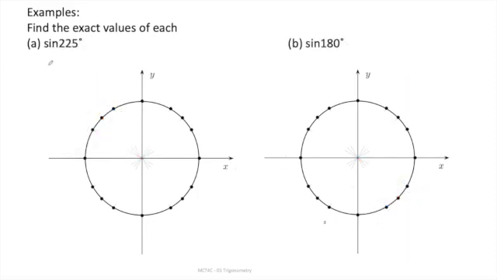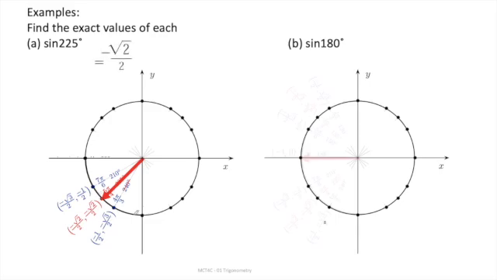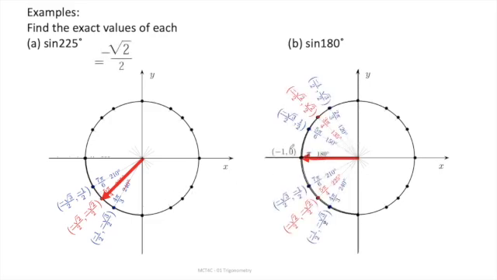Find the exact values of 225. So draw your 225. Your related acute would be 45 degrees there, and then you're going sine, so it's going to be negative root 2 over 2. Again, 180 from that previous sketch is negative 1, 0. Remember that it is laying on your x-axis, so it's going to be 0. It can't be negative 1 or anything.